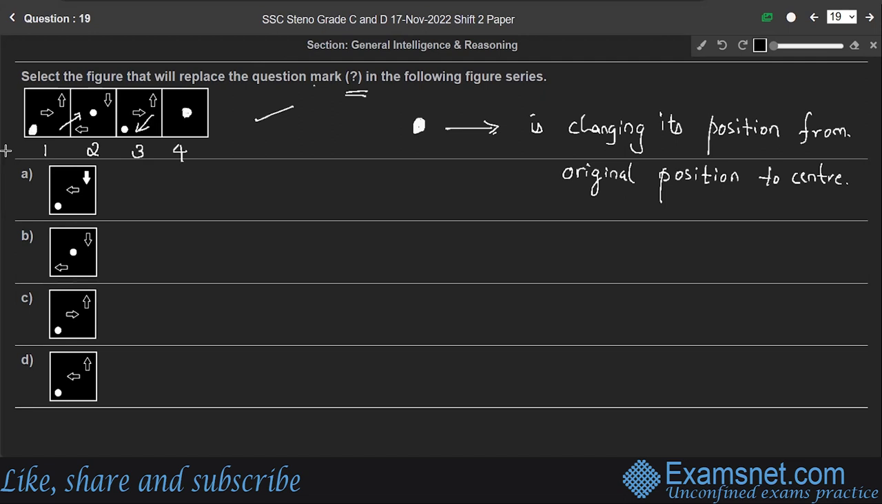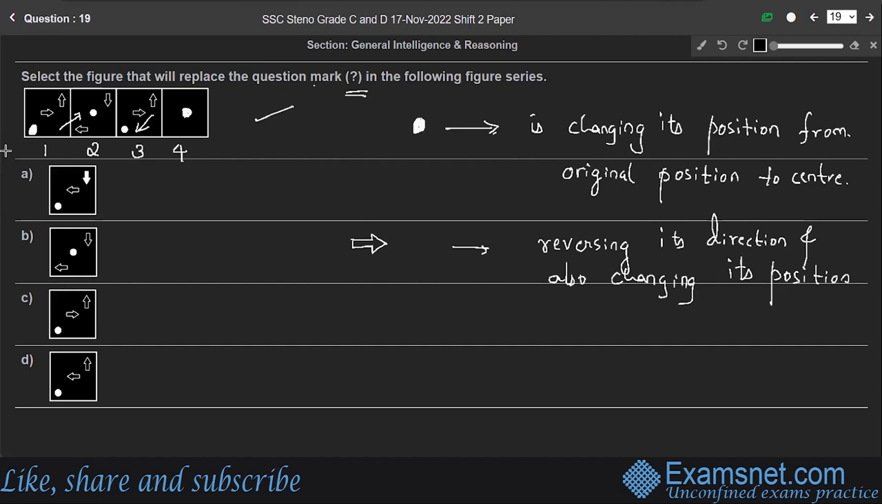When it comes to the middle arrow mark, this arrow mark is also changing its position, and it is also reversing its direction, from left to right, right to left, and changing its position. It comes to the left bottom corner, and it goes back to its original position in the third figure. Therefore, in the fourth figure, its position should be the left bottom corner.